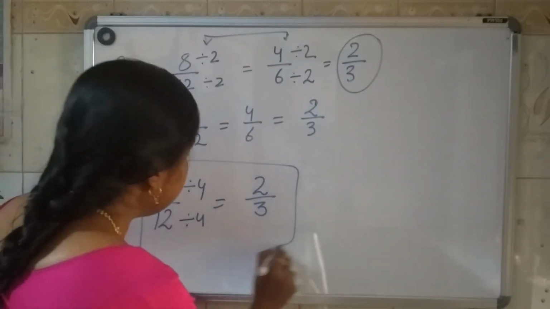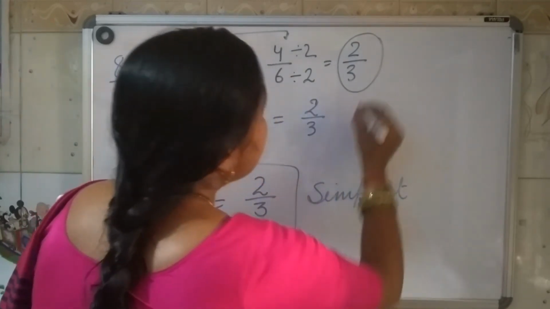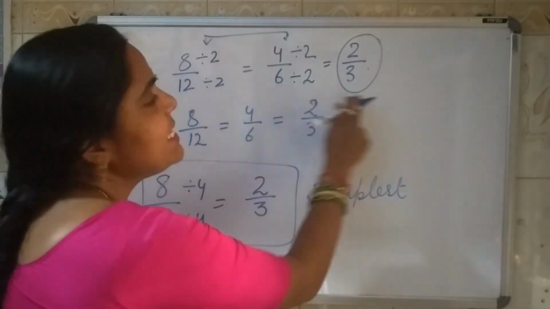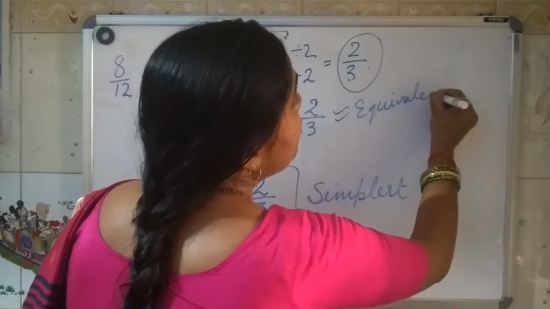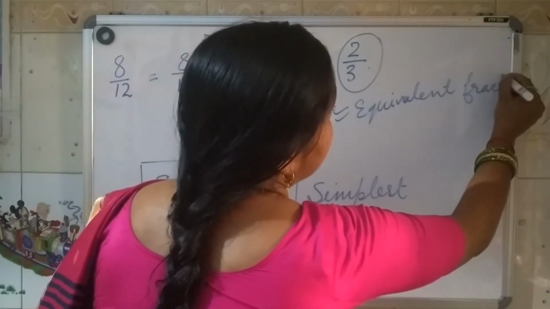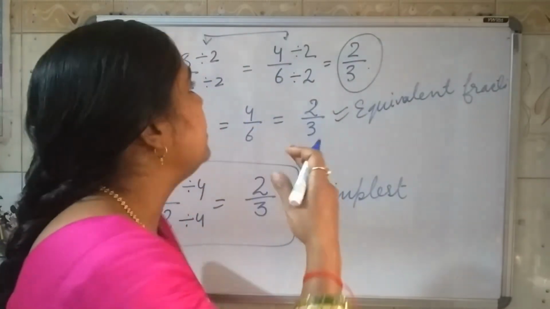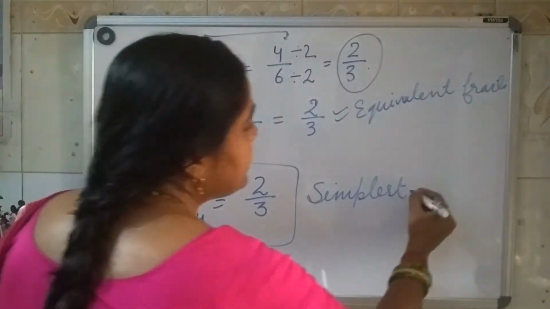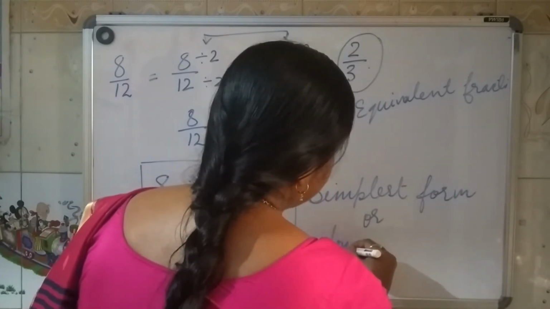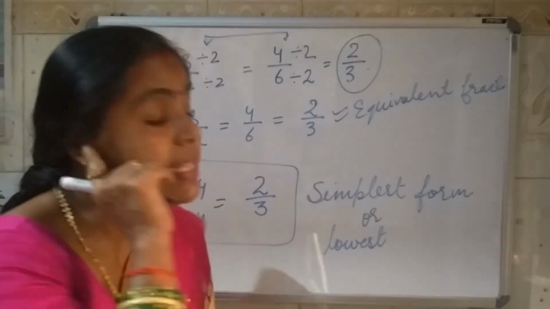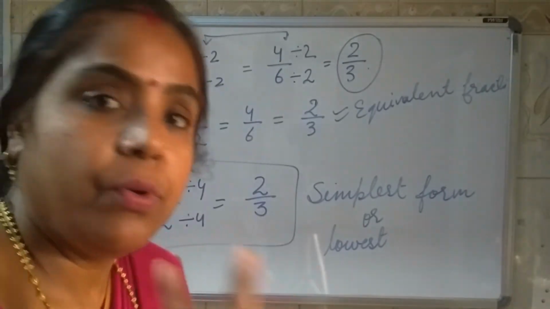So this process is of the simplest form or lowest term. The answer will be the same, as you can see here, but the process is different. This process is of equivalent fraction: find the equivalent fraction by division method. If that question comes, you can do it like this. But if the question says find the simplest form or change into the simplest form, then you have to do it like this. Simplest form or lowest term, both are the same thing. Again I am repeating: if it is written lowest term or simplest form, don't get confused. Both are the same term.